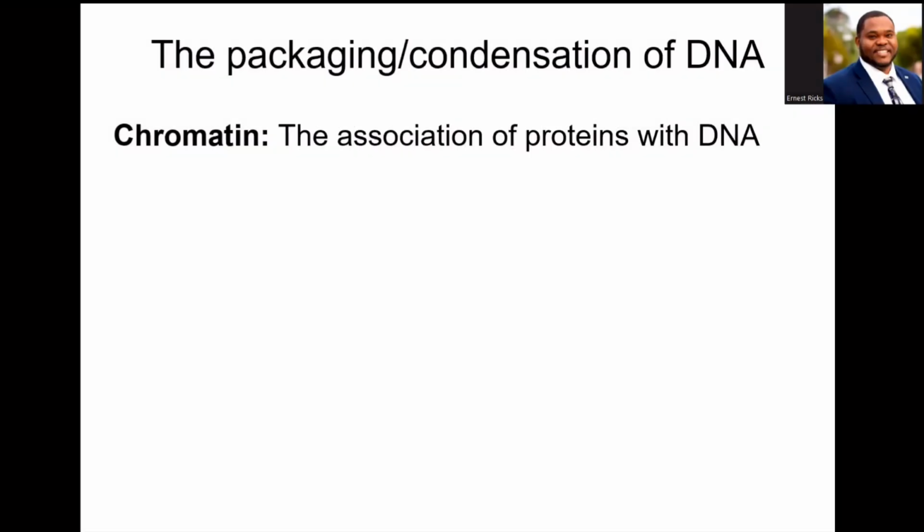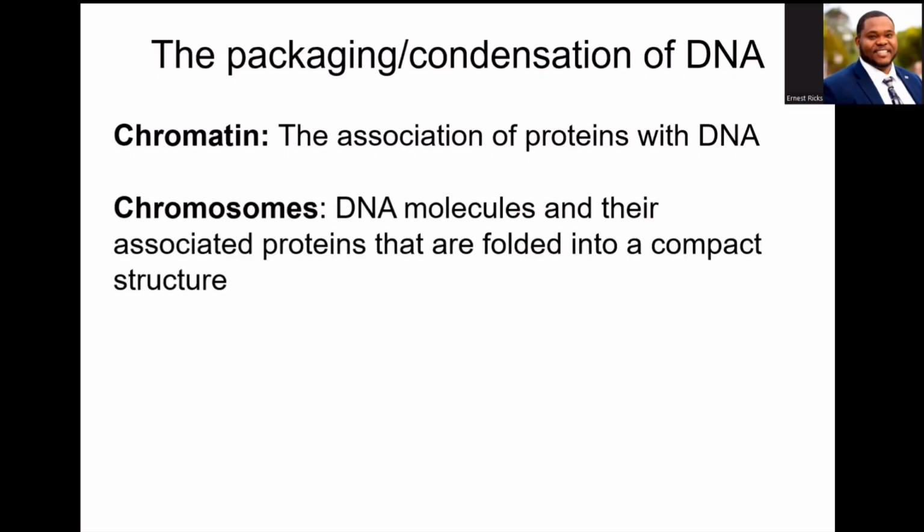Chromatin. Chromatin is the association of proteins with DNA. And we showed you that. We showed the actual structure of the nucleosome. Chromatin is that association of proteins with DNA. And the name of those proteins is histones, because we talked about that. All right, chromosomes are DNA molecules and their associated proteins that are folded into a compact structure.